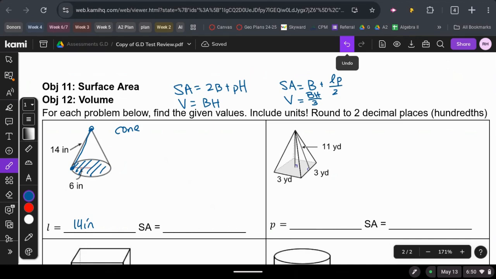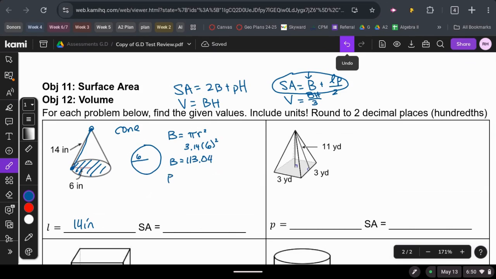The surface area is going to be this formula up here where we only have that one base. So the base itself is a circle, and I see that it's got a radius of 6. So when I find the area of the base, capital B, that's going to be pi r squared. So I'm going to use 3.14 times the radius, which is 6, squared. So the area of the base will be 113.04.